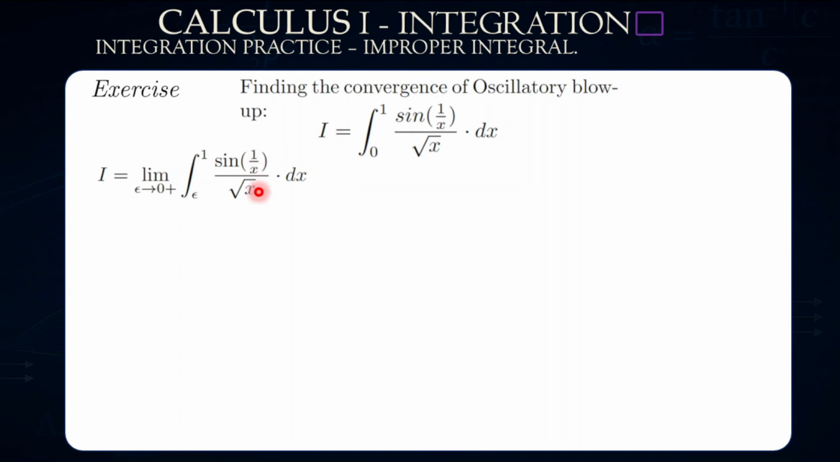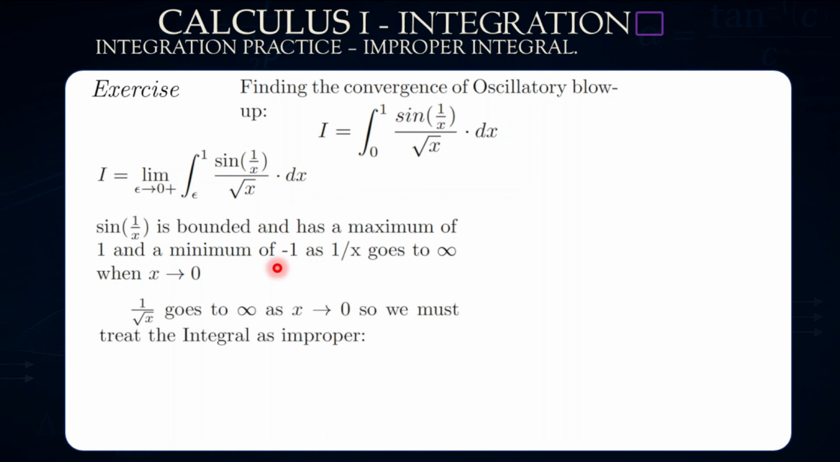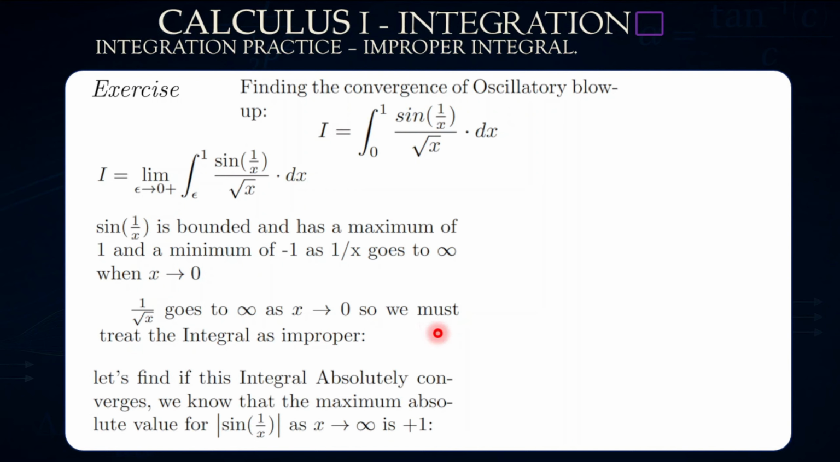It is not defined for the function, and also in the numerator where you have a division by x as well. At first, sine of 1 divided by x is bounded and has a maximum of 1 and a minimum of -1. So sine is an oscillatory function, but it has bounds between 1 and -1, as 1 divided by x goes to infinity when x goes to 0. So sine is bounded. Now, 1 divided by x goes to infinity as x goes to 0. So we must treat the integral as improper, of course. Let's find if this integral absolutely converges.